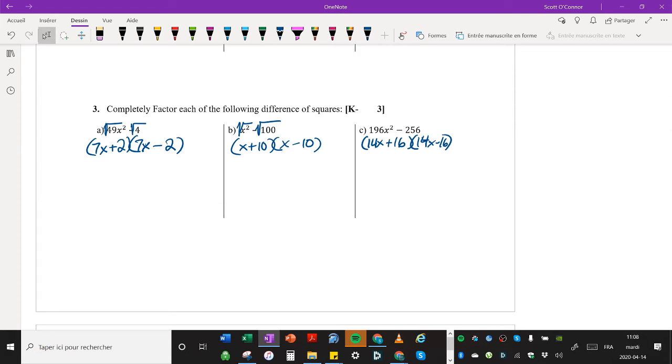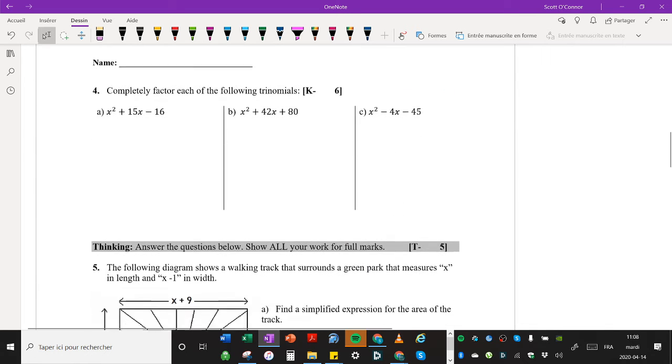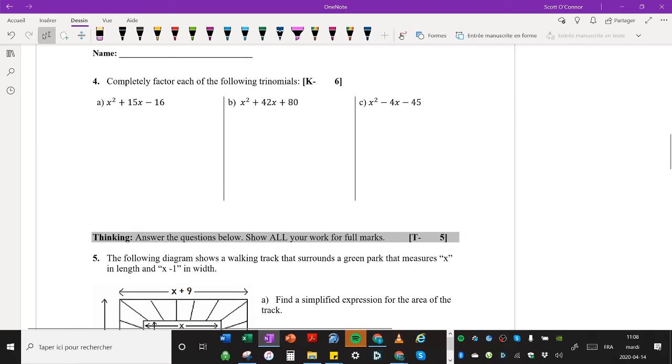All right, very simple. All you're doing is square rooting each of the terms, and that tells you what to fill in. You can set this up at first, and then plus, and then minus, and then fill in the terms appropriately. All right, then taking us to question number 4, where we have to completely factor each of the following trinomials.